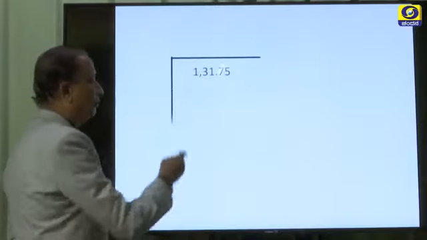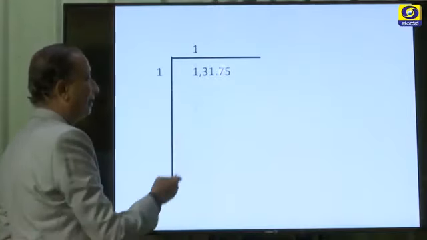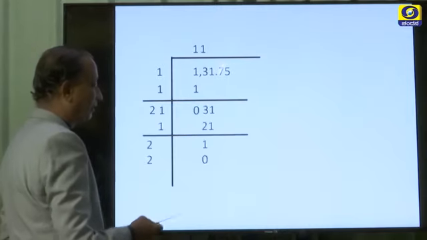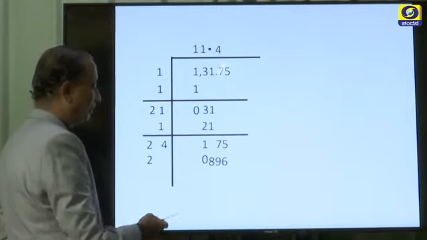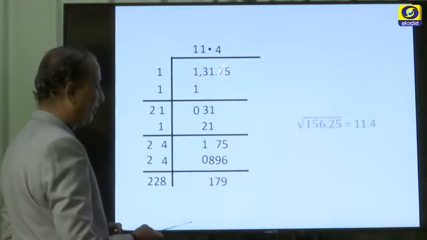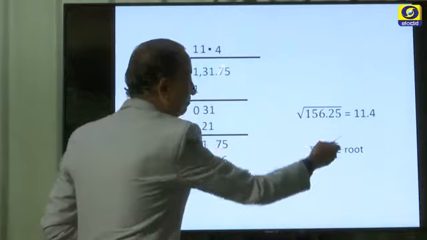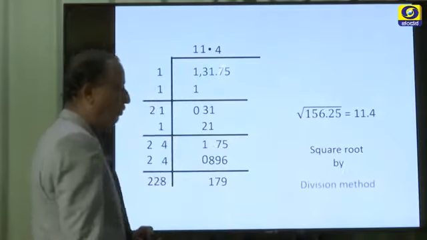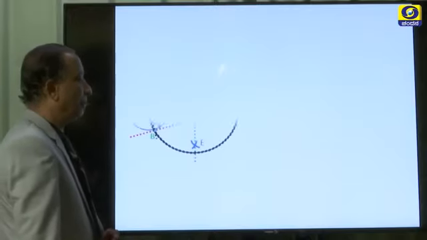So, for the square root of 131.5 by division method, this is how we are going to calculate the square root. Here also we are getting the same square root only. We have calculated one decimal place, it is 11.4. This is the square root by division method.